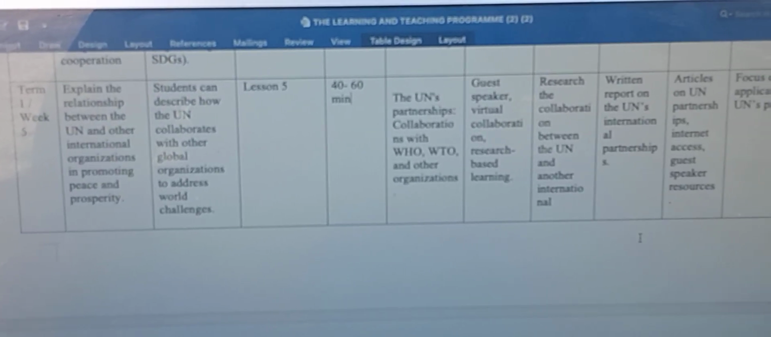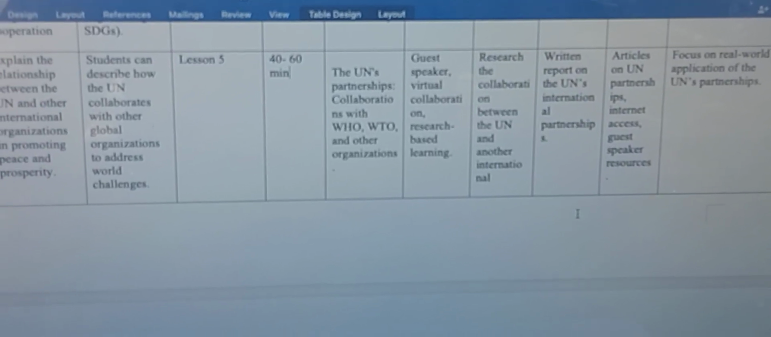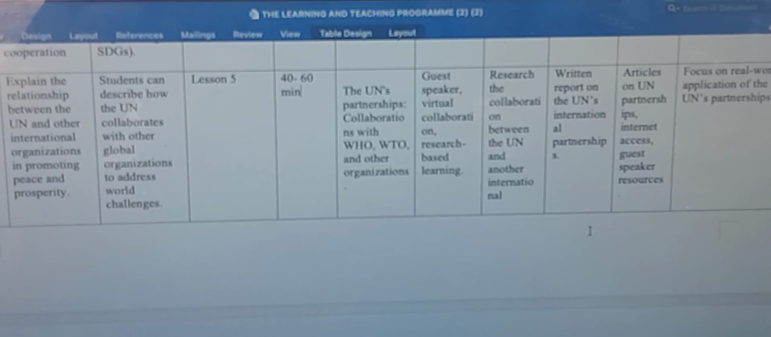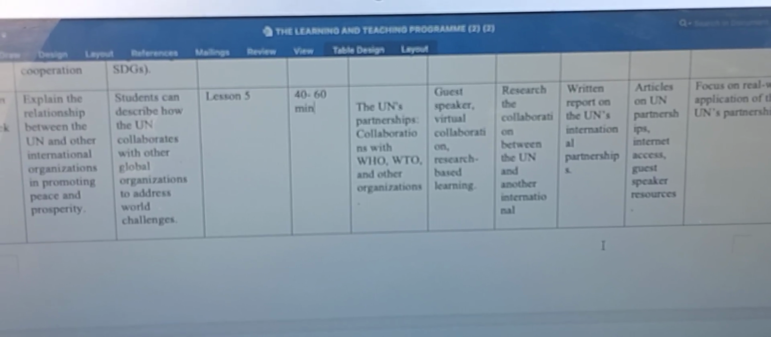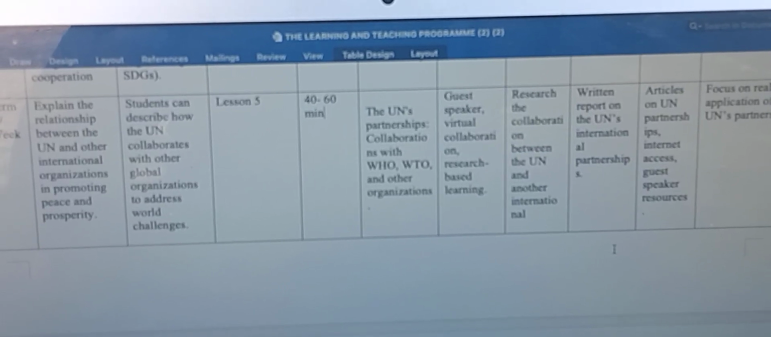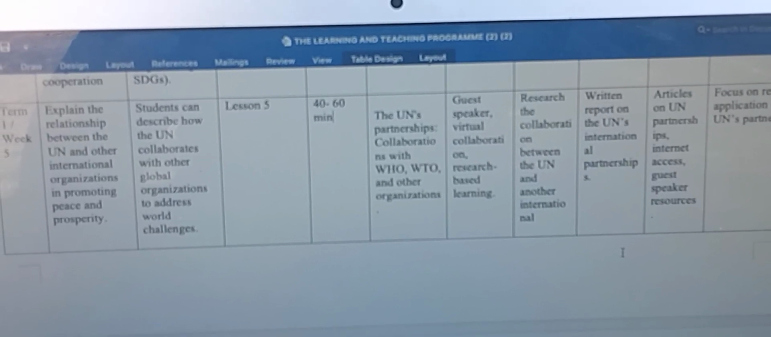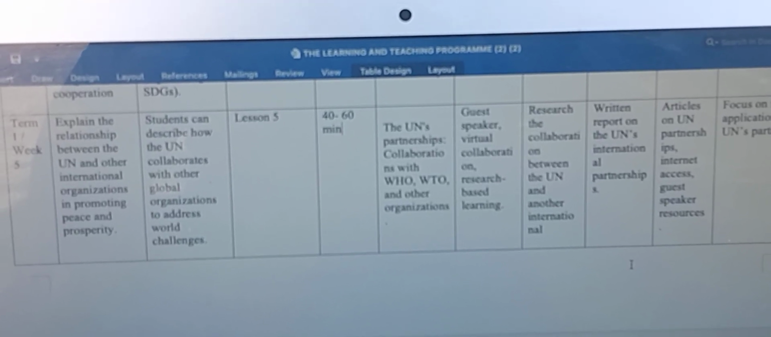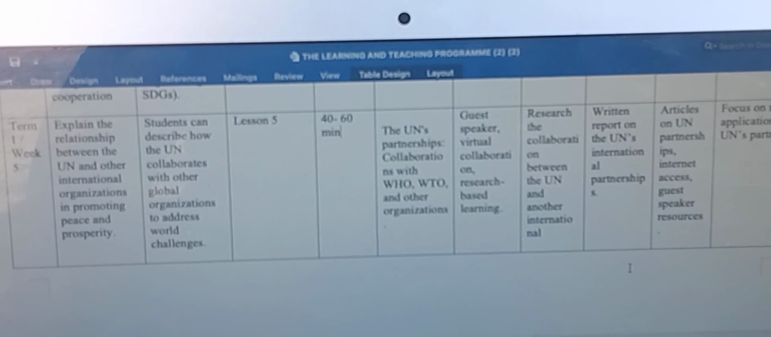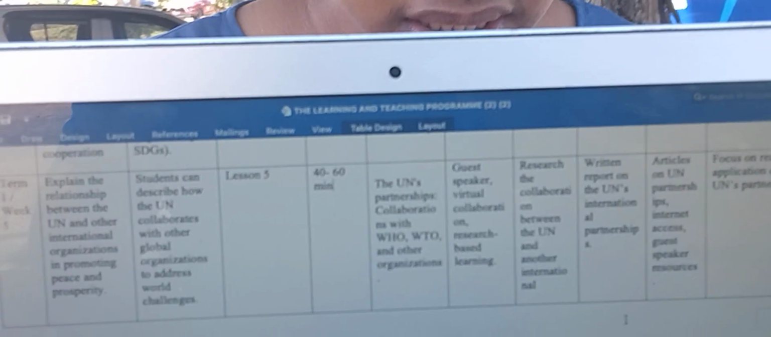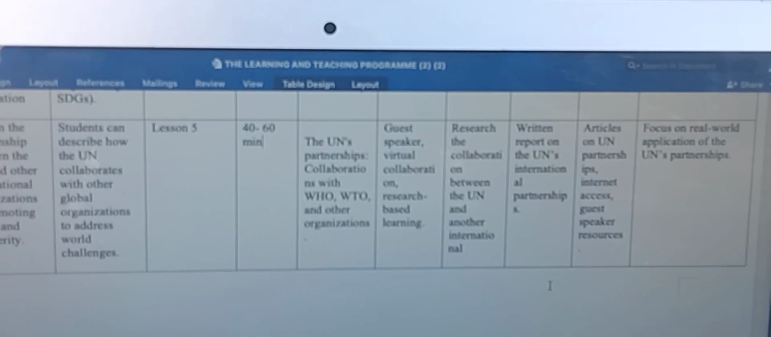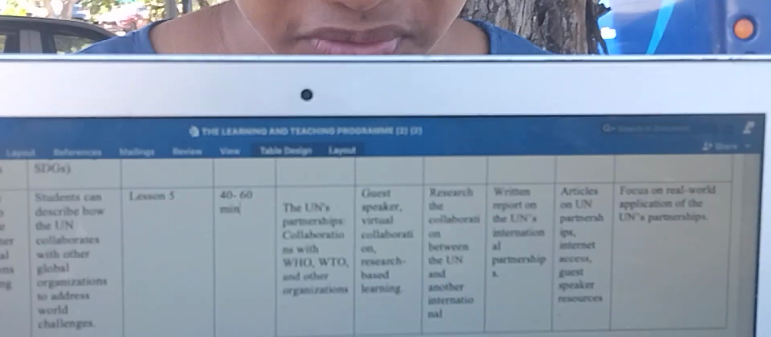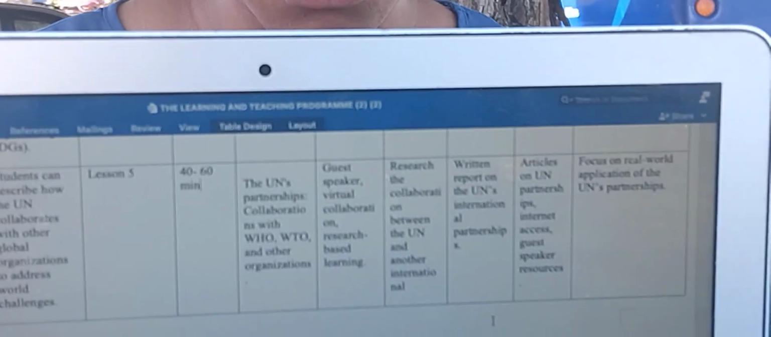Moving on to our teaching strategies: class discussion, virtual collaboration, and research-based learning. Moving on to the student activities: research the collaboration between the UN and another international organization. Moving on to assessment strategies: a written report on the UN's international partnership. Moving on to the resources: articles on the UN partnership, internet access, and guest speaker resources. Moving on to our remarks: focus on real world application of the UN's partnership.